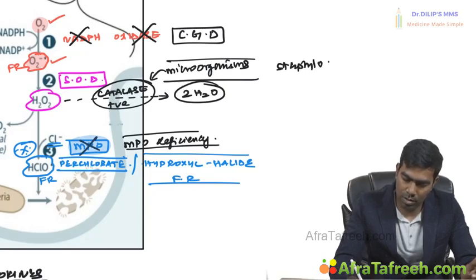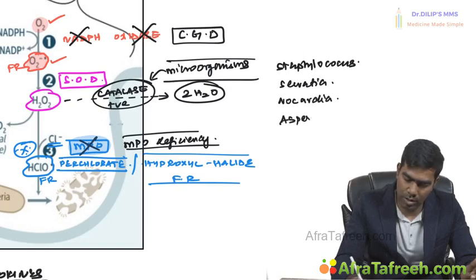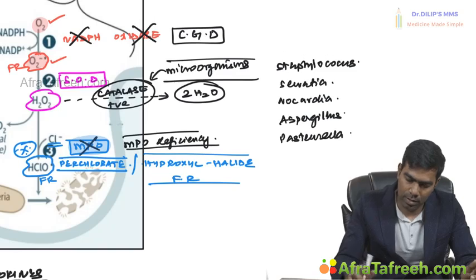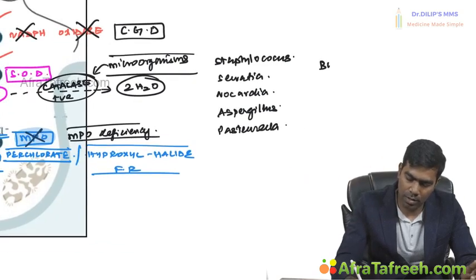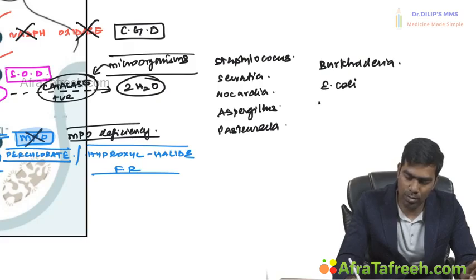Staphylococcus. Then it can be produced by Serratia. Then it can be produced by Nocardia. Then by Aspergillus. Then by a species called Pasteurella. Then it can be produced by Burkholderia species. Then it can be produced by E. coli. Then it can also be produced by a certain organism, Listeria.